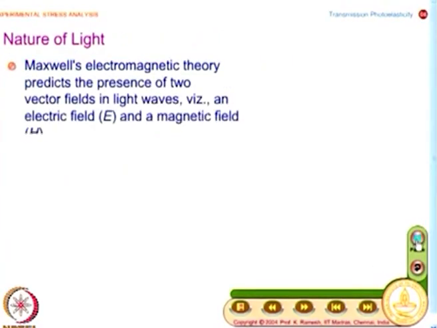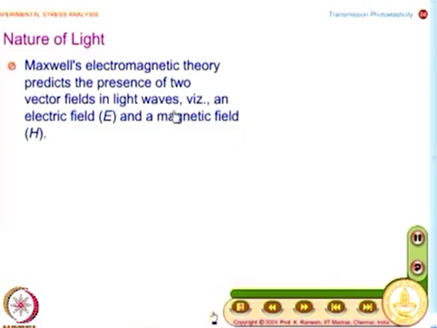And what you need to do is, the moment you come to photoelasticity, you use light as a sensor, and you need to know what is the nature of light. You have all studied this in your physics course, it is only a recapitulation of those ideas, nothing new. We all know that light is an electromagnetic disturbance and it predicts two vector fields, an electric field and a magnetic field, and our focus now is to define this mathematically. So, that is what we are going to do.